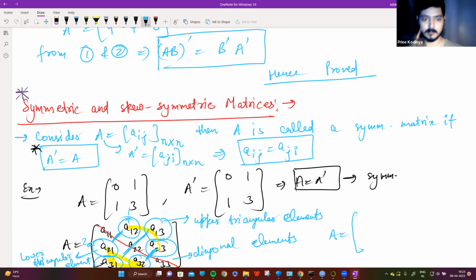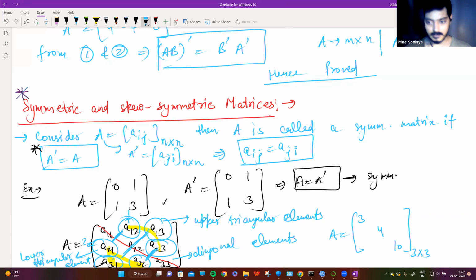If you want to write a symmetric matrix yourself, how do you write it? I'm telling you. You can take any diagonal elements, whatever, 3, 4, 10. Only a square matrix can be symmetric, that you know. And why a square matrix? If A is n cross n, then A dash would be n cross n. How can they be equal if the order is not the same? So they have to be square.